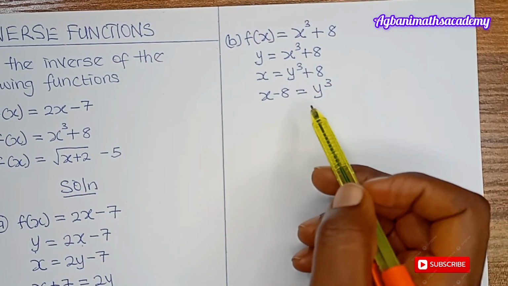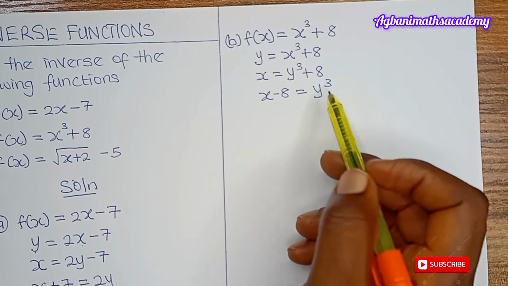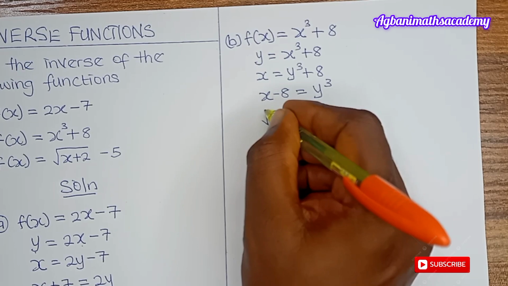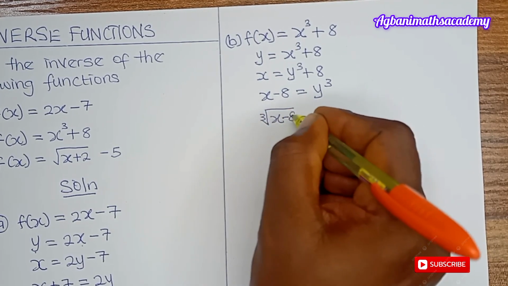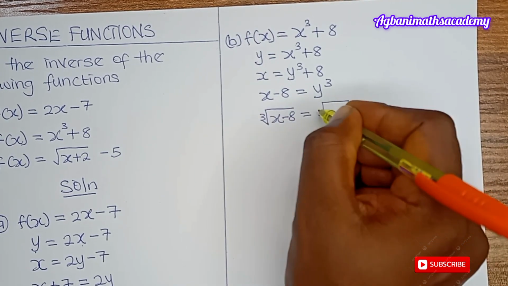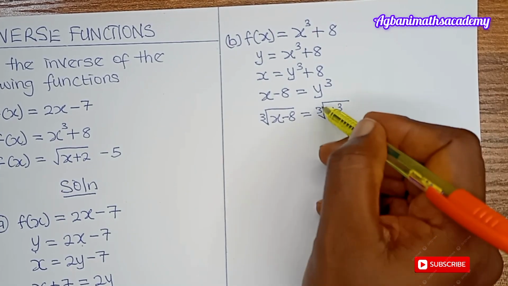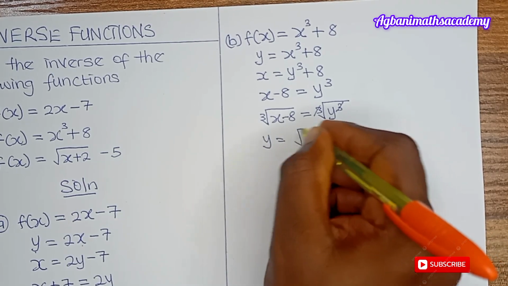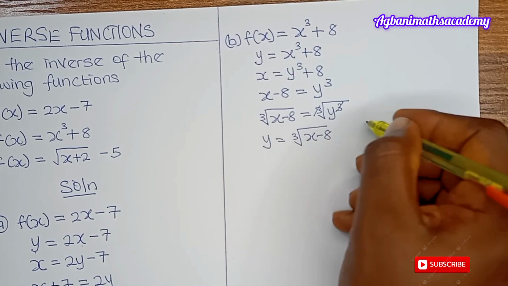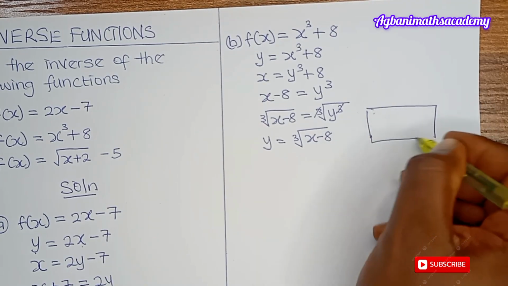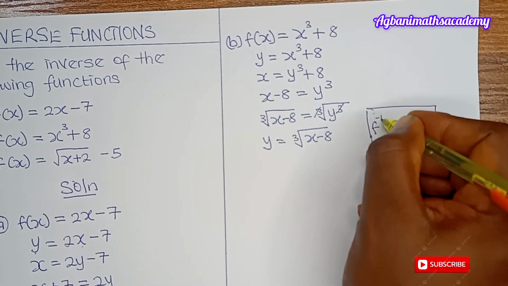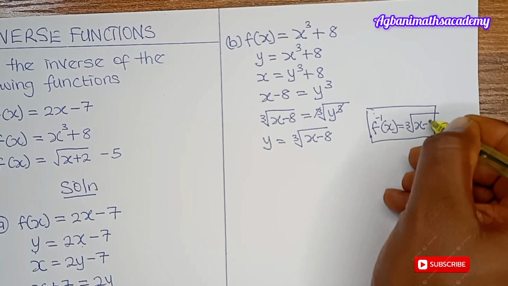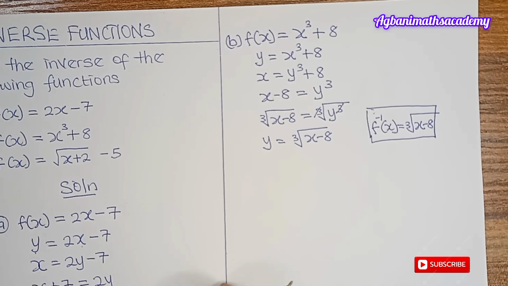So in order to get the value of y, we need to write the opposite of cube. The opposite of cube is cube root. So we find the cube root of both sides of the equation. So cube root of x minus 8 is equal to cube root of y cubed. So cube root is going to cancel out cube. We are going to have y is equal to cube root of x minus 8. So this means our answer over here is inverse of f of x is equal to cube root of x minus 8. That becomes the answer to that question.